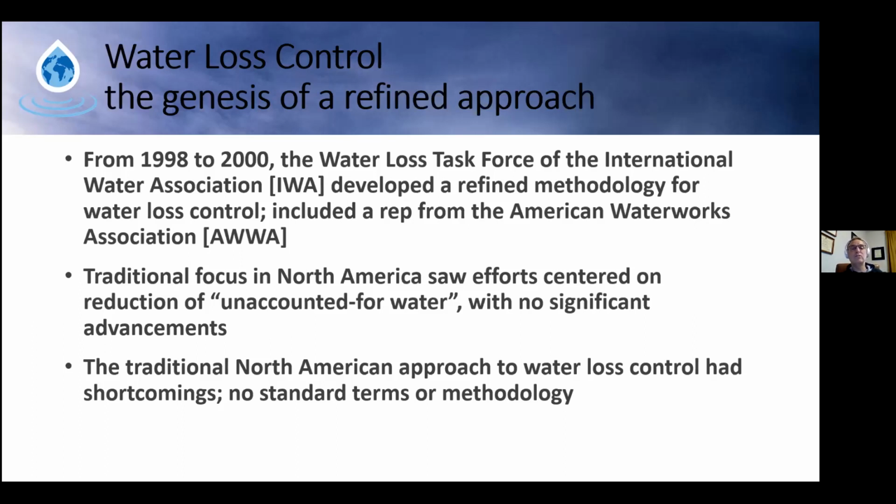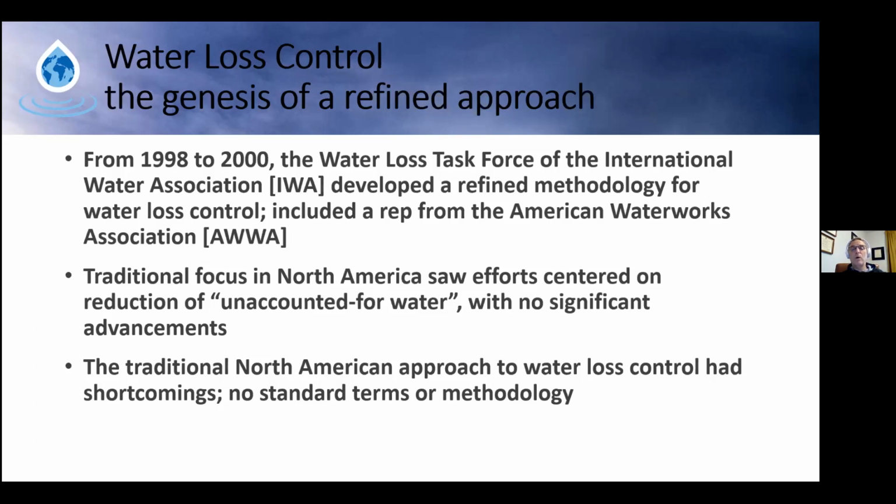a task force to look at this very issue, to look at a better way of controlling water losses. They had a lot of experts in the field on the task force to try to develop it. The good news is, however, there was a representation there from the American Water Association as well. So they were also engaged to try to find this new way of dealing with water loss.